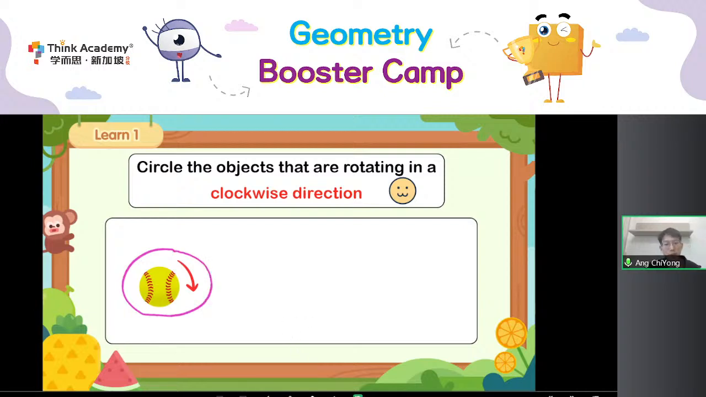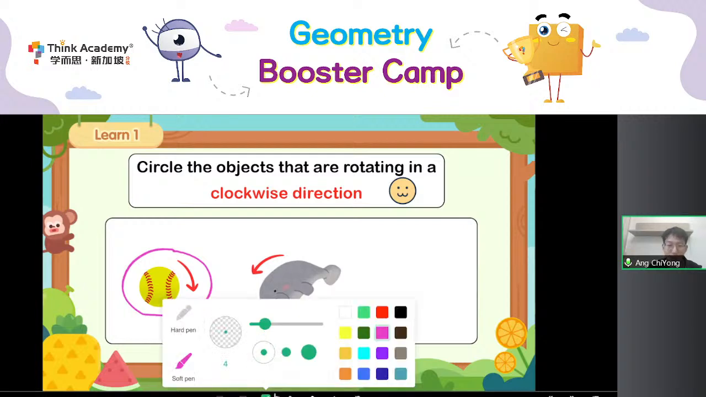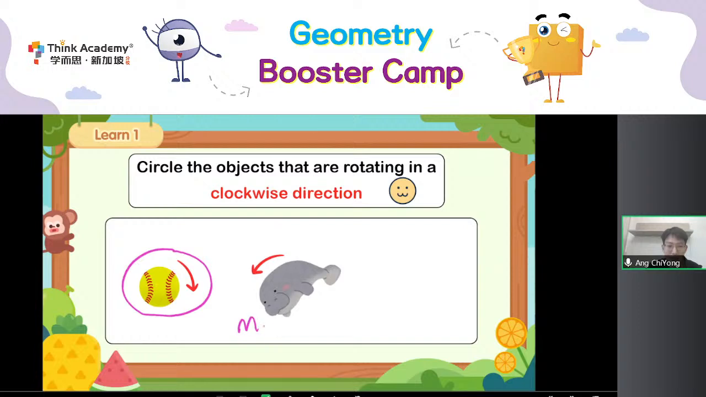Now, what about the next one? What animal is this? I think this is called a manatee. All right, anyway, this is a sea creature. Now, let's take a look at how it's spinning. Is it still spinning this way? No, it's spinning the other way, right? Is this still clockwise? No, this is not clockwise, right? Or anti-clockwise. So we do not circle this one.